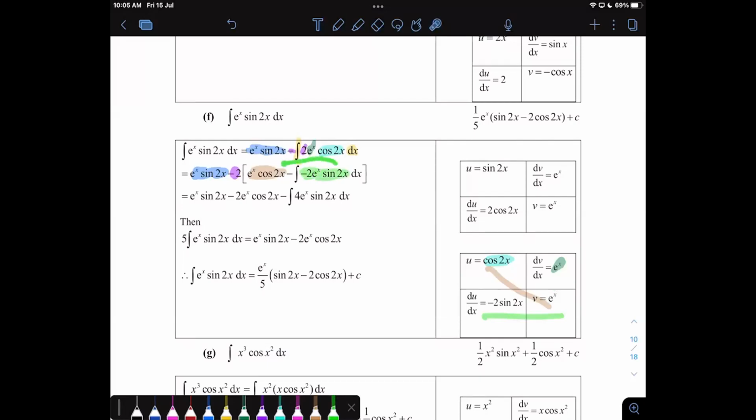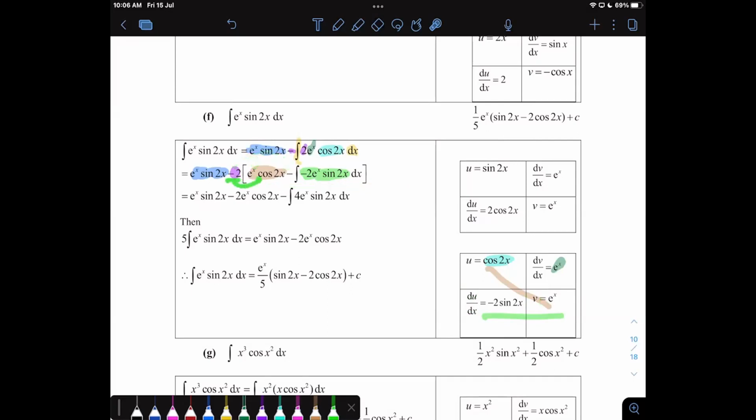Is it clear to you how I got this? Can I highlight it? Brown color minus light green, minus the integral dx of light green, product of du by dx with v. Okay, that's how you get this. Then you have to bring the negative 2 back in. The purple color must multiply in.